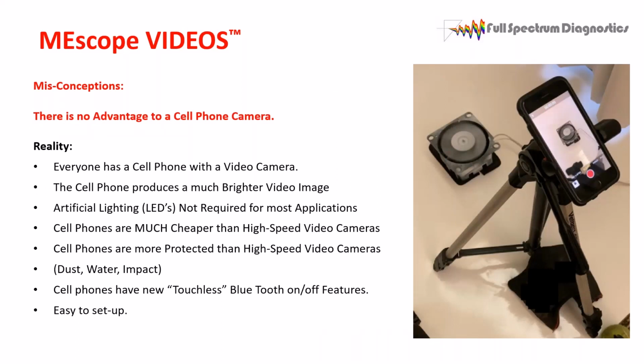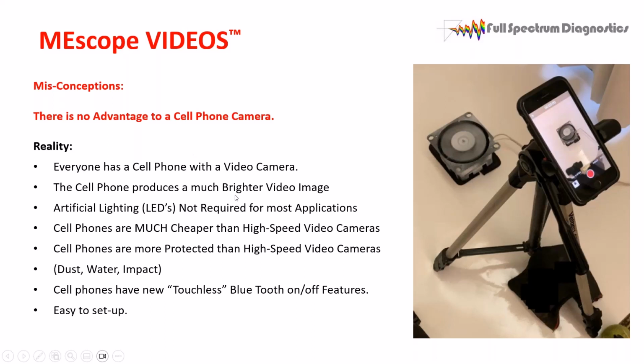Misconception, there's no advantage to a cell phone camera. The reality checklist here: everyone has a cell phone with a video camera in it that can be used. So you've saved the cost of a camera. I save my old cameras now. I went in to get a new model just about a couple months ago, and they asked me if I wanted to give them $5 for the camera, and I said no way. So I took my camera, and now I'm using that secondary camera as my main one, so I can take data with it.